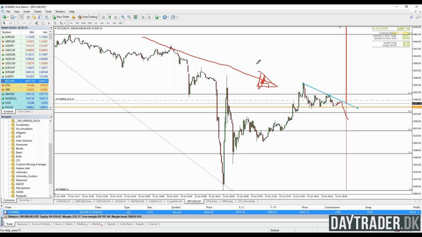And therefore, I will take my profits way too soon. So I need the big trend as my navigation system in order to keep calm and wait for my trade to develop itself. And therefore, always in the big trend.